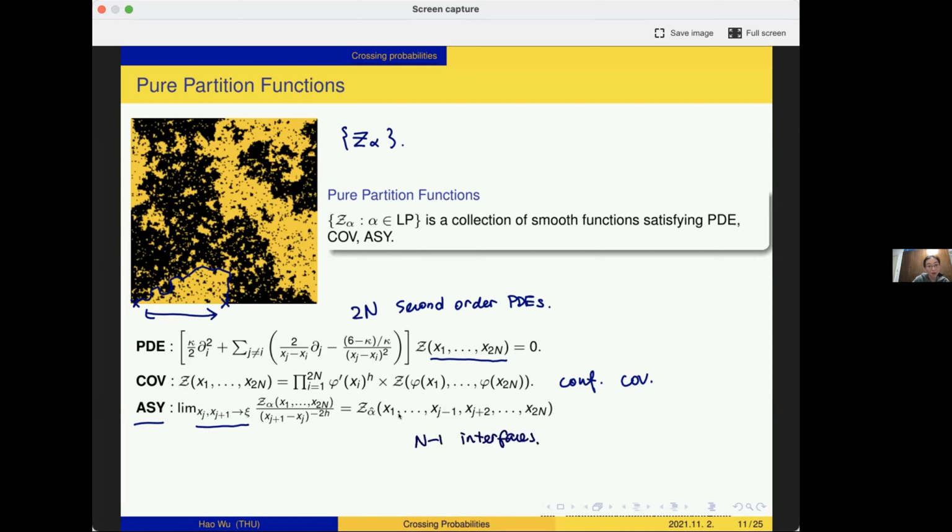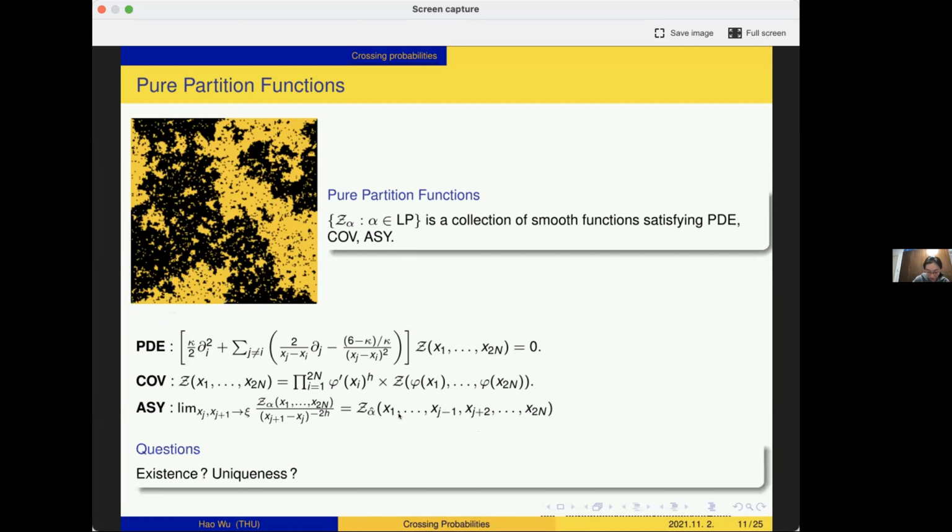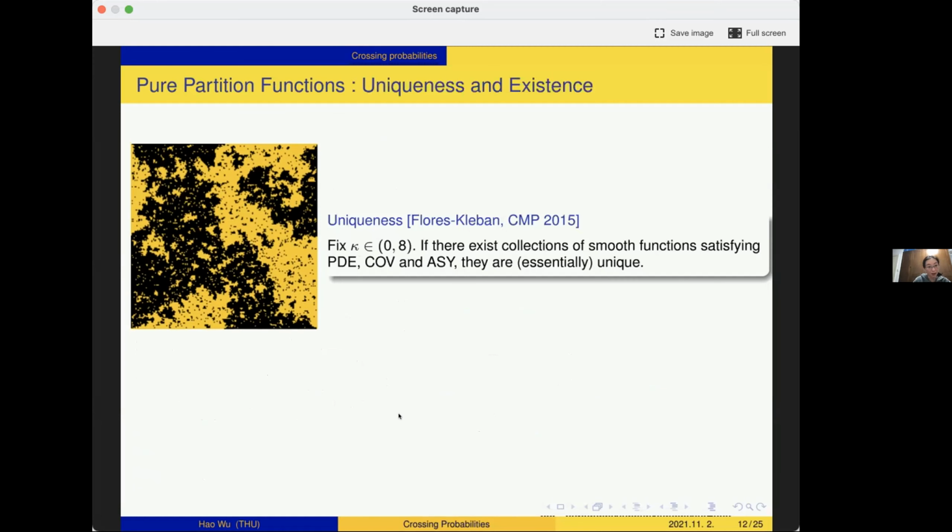Okay, so this is our definition of pure partition functions. But now the question comes: do we know whether there exist solutions to such a system of definitions, and whether they are unique? The answer to these two questions is as follows.